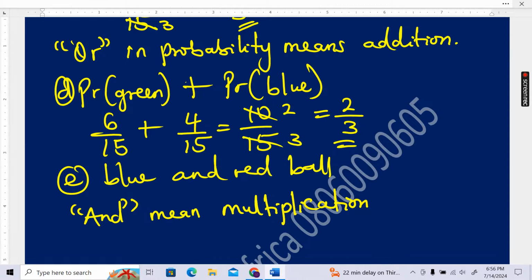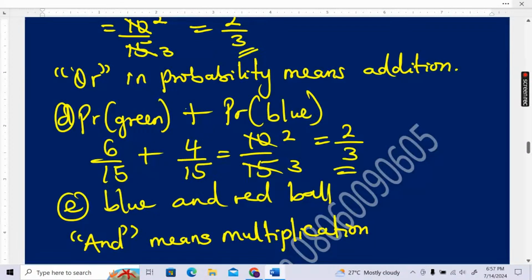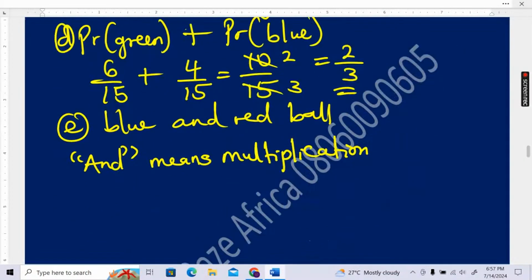In probability, and means multiplication. Type it in the comment section. The word and means multiplication. So what's the probability that the ball chosen was a blue ball and a red ball? How many blue do we have? We have 4 blue balls, then we have 5 red balls.